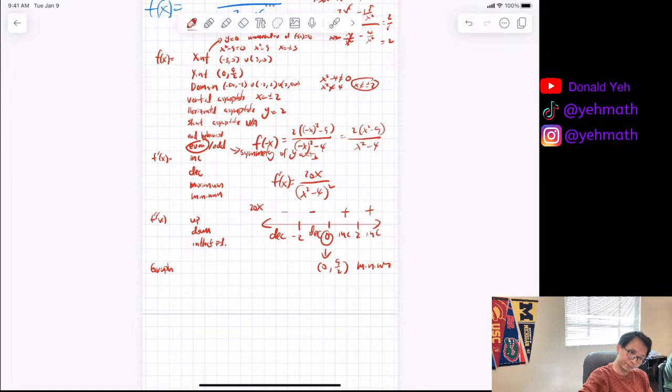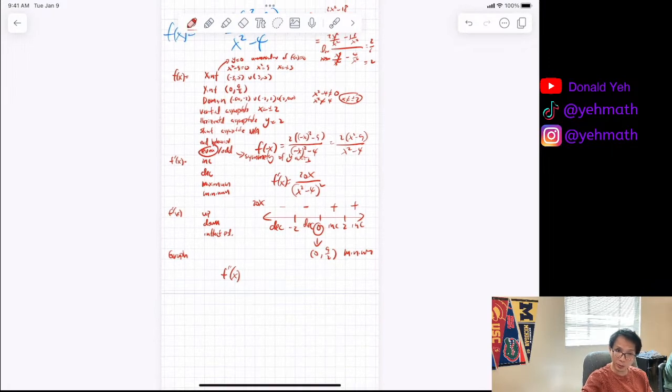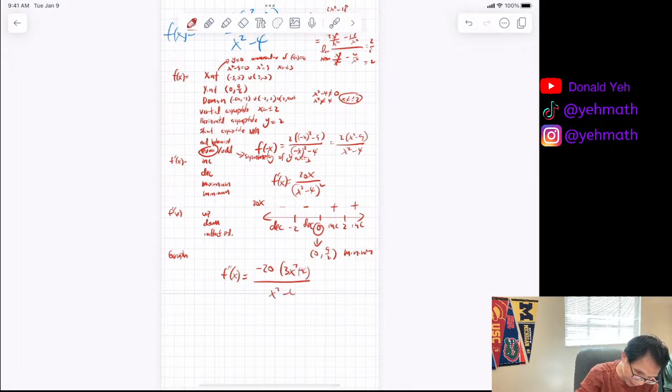Second derivative. The second derivative is equal to, this one's actually interesting. So it's equal to -20. I want to talk about this one a little bit more. So 3x squared plus 4 over x squared minus 4 to the third power. So if you do it correctly, this ends up to be like this.